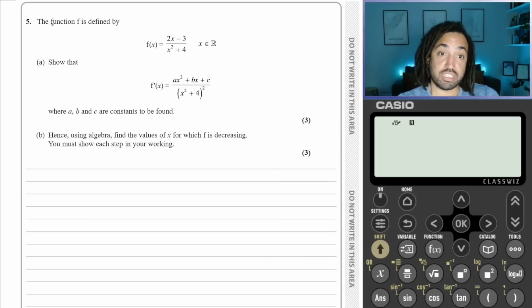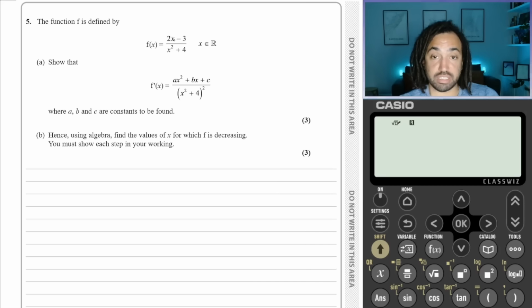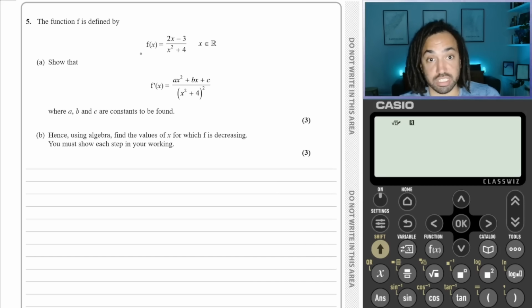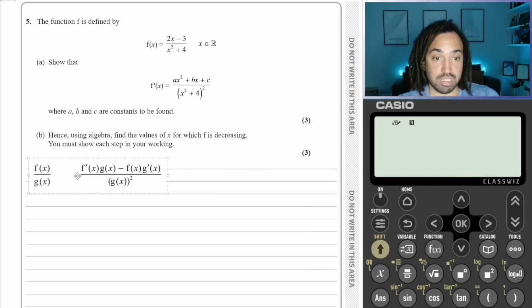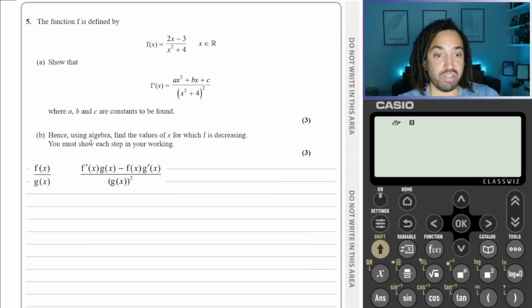Question 5, it says the function is defined by f of x is equal to a fraction, essentially. So when it's asked us to find the derivative, we need to think of the quotient rule, because that helps us differentiate fractions. Now I'm going to go to the formula booklet, and here is the quotient rule. Now, I don't really like it in this form. I don't know why they give it as a function.